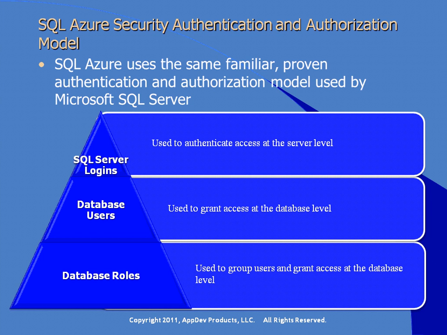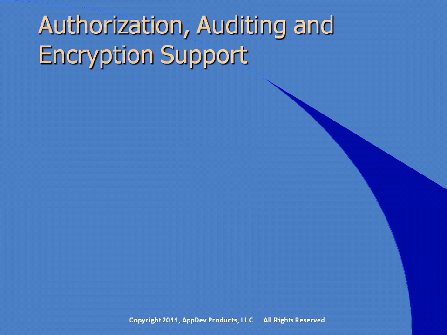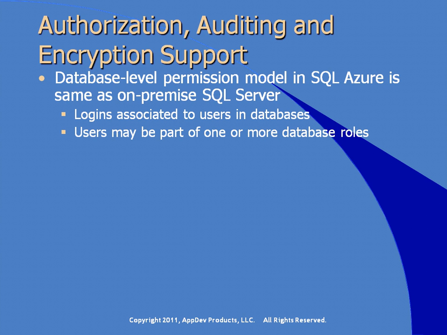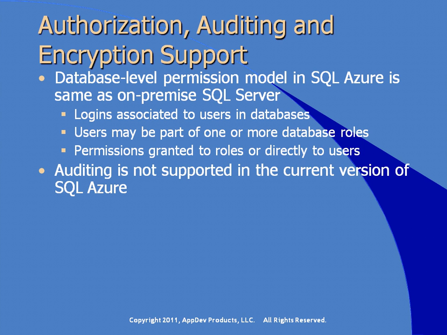So from a SQL Server logins perspective, these are used to authenticate access at the server level. You do have database users, and these are used to grant access at the database level, and then database roles, which are used to group users and grant access to SQL Azure at the database level. So managing security at the database level in SQL Azure is almost identical to Microsoft SQL Server, with differences only in the parameters available. The database level permission model in SQL Azure is the same as on an on-premise instance of SQL Server, meaning logins associated to users in the database. Users may be part of one or more database roles, and permissions can be granted to roles or directly to users. Currently, however, auditing features are not supported in the current version of SQL Azure.